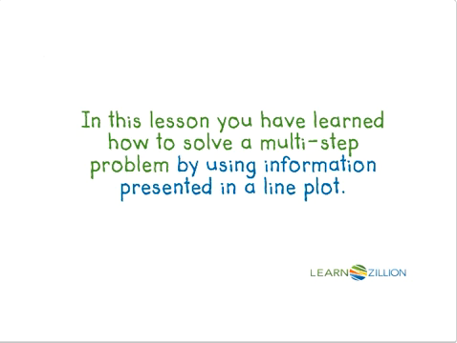In this lesson, you have learned how to solve a multi-step problem by using information presented in a line plot.